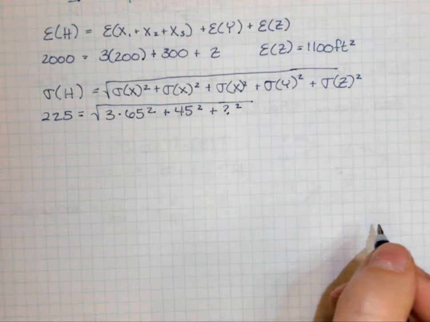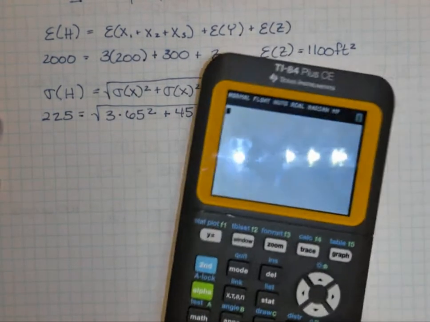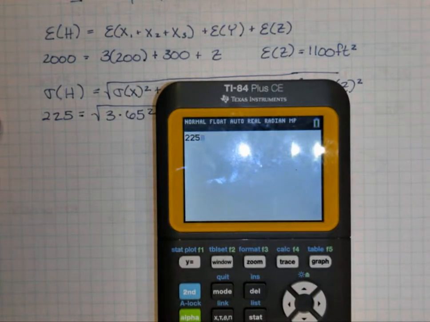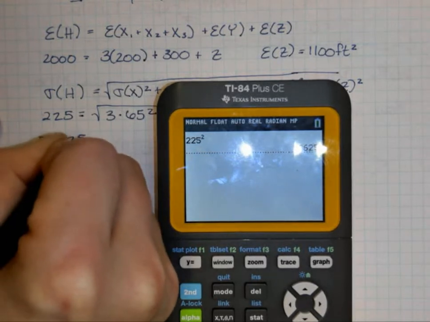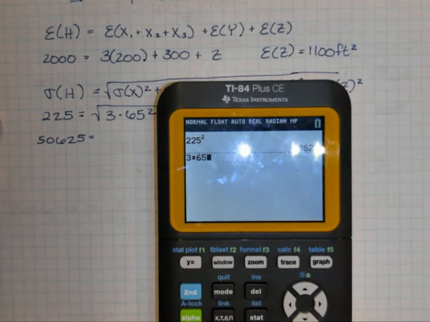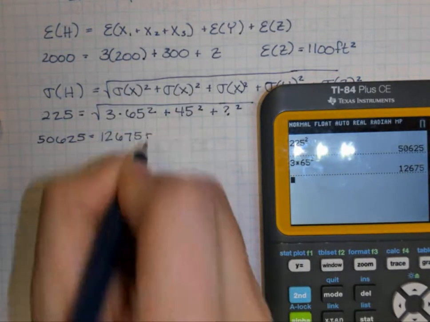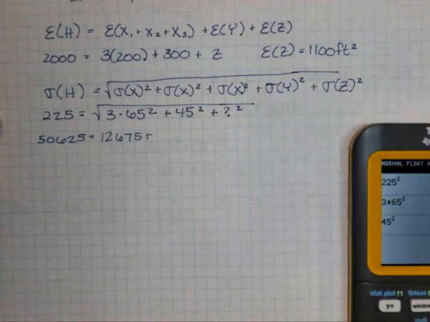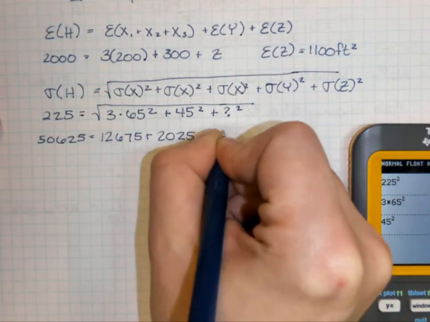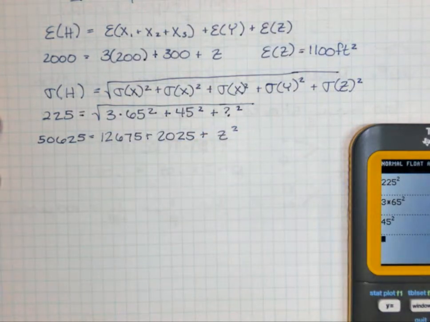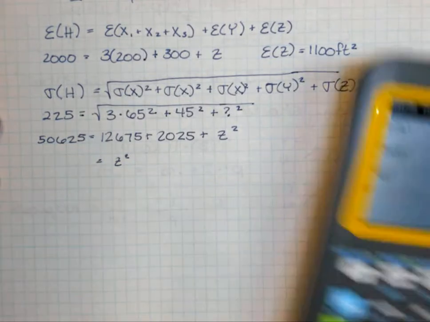So far, so good? Then to solve this, I would obviously just square both sides. This is going to be a big number. So I'm going to take 225 squared. So 50625 equals 3 times 65 squared, 12675, plus 45 squared, 2025, plus something squared.